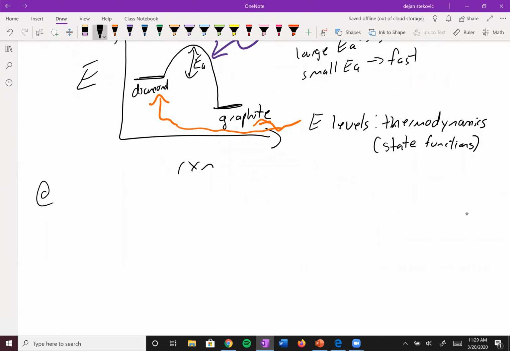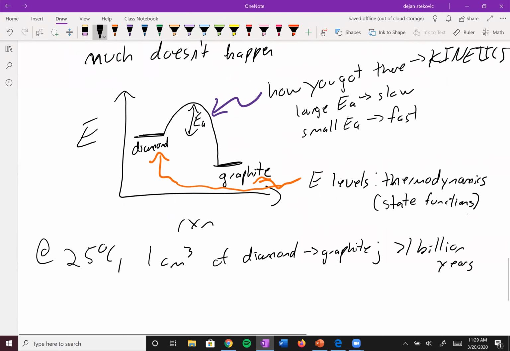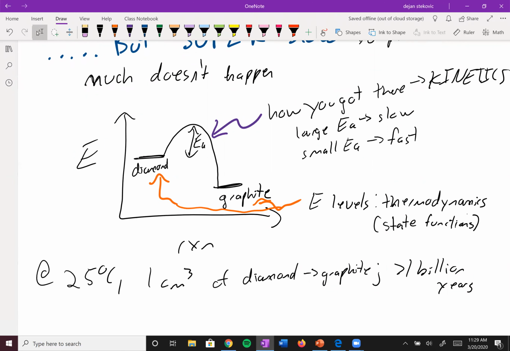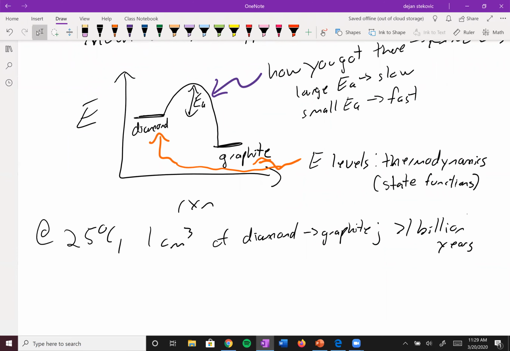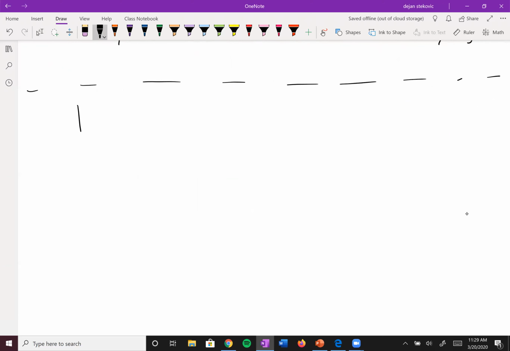And so just to give you kind of a numerical value here, at 25 degrees Celsius, 1 cubic centimeter of diamond, in order for it to turn into graphite, it'll take over 1 billion years. So again, what we're studying in thermodynamics is will a reaction happen or won't it happen? But as we can see here, it says nothing about how fast it happens. So even though diamonds are thermodynamically unstable, they react so slowly that they're known as kinetically stable things. And so again, one of the big goals of thermodynamics is how to predict chemical spontaneity.